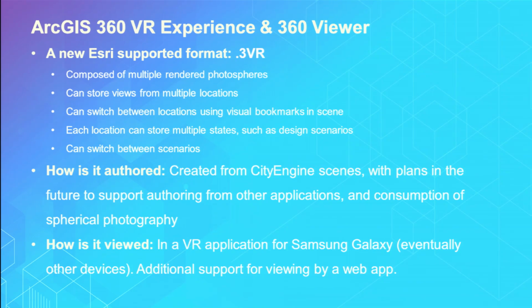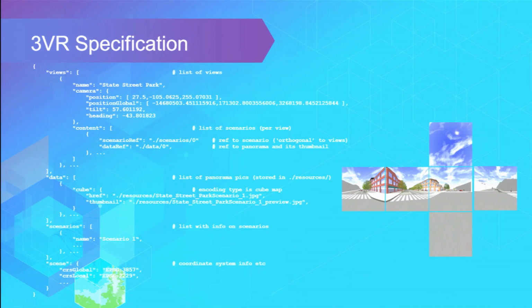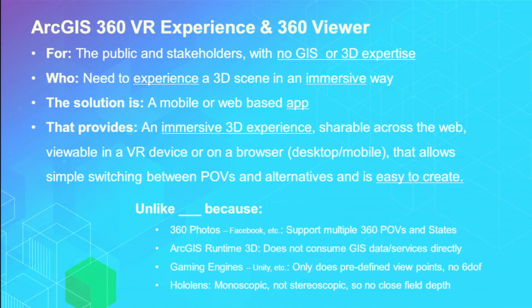Right now it's created from CityEngine. We started producing these with CityEngine 2016.1 last year, and we have a vision for moving that so that we can author it from other applications eventually as well. For now it's viewed in the Samsung Galaxy VR. We're going to be looking at expanding that to other devices and making a web app so that it's more cross-platform. It's really just these spherical photos wrapped up in a bunch of JSON that control how it's displayed and allow toggling the views.